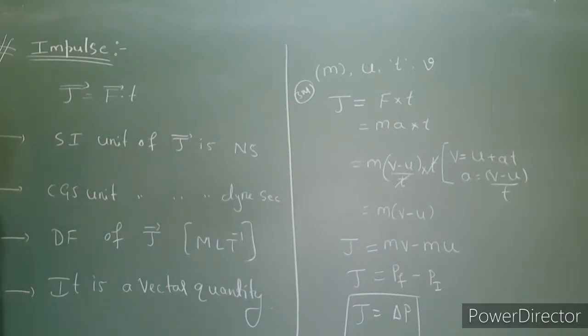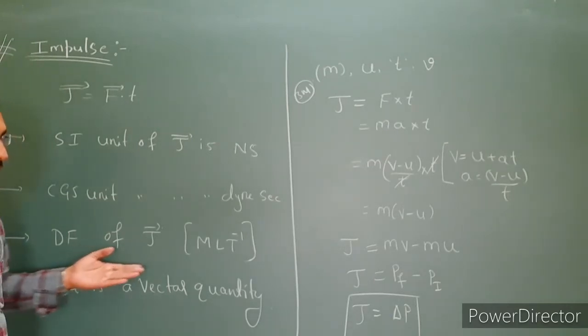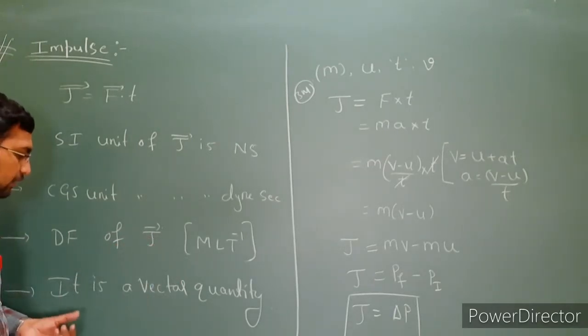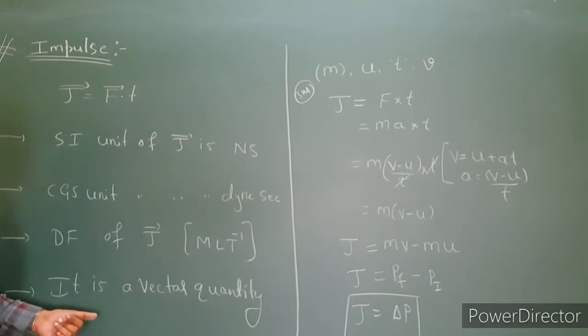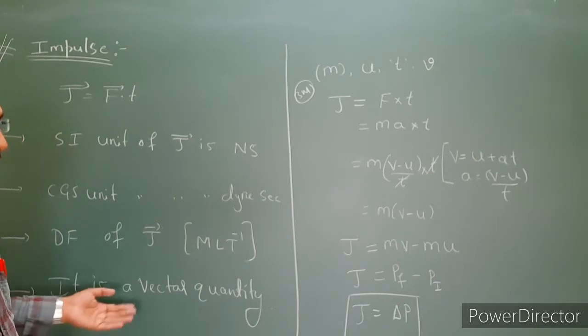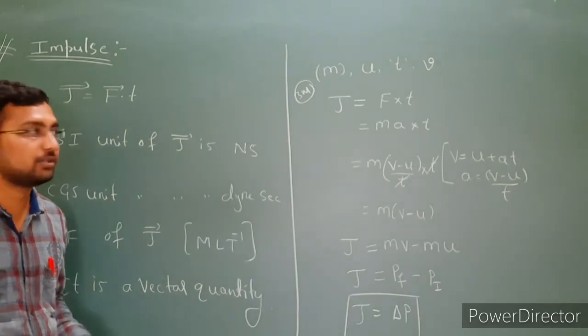So this is about the impulse. First of all, what do you mean by impulse? Impulse means it is a product of force and time. The SI unit of impulse is Newton second, the CGS unit of impulse is dyne second, and the dimension formula is MLT to the power of -1. It is a vector quantity, meaning it has both magnitude and direction. The direction of an impulse is similar to the direction of the force.